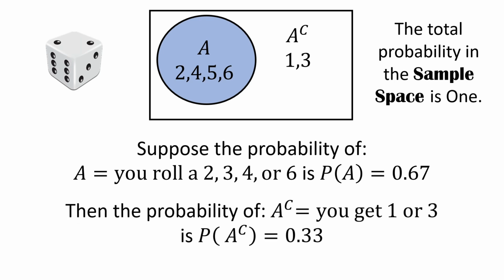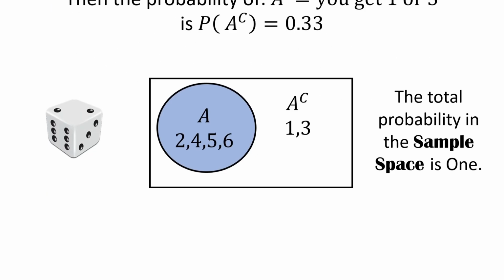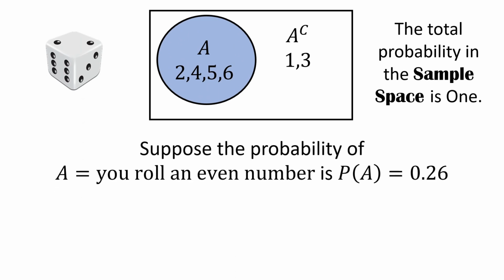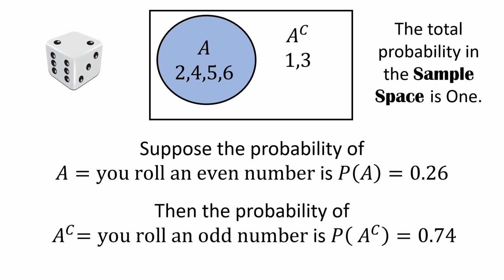Well, the probability of A complement, that you get a 1 or a 3, is just 1 minus 0.67, which is 0.33. So you see the probability of A plus the probability of A complement add to 1. And I think what we're doing here, we have one more of these. Let's suppose the probability of A is 0.26. What's the probability of A complement? It's 1 minus 0.26, which is 0.74. Good.